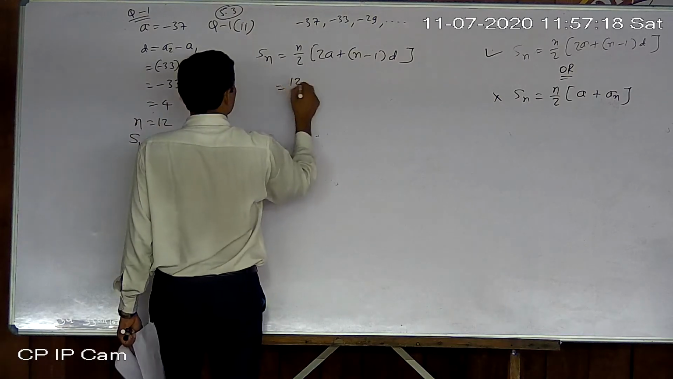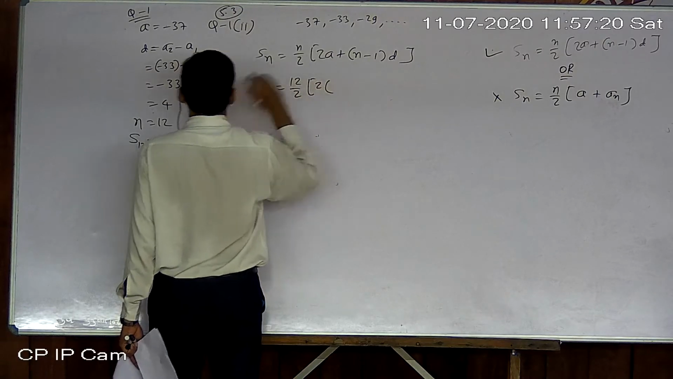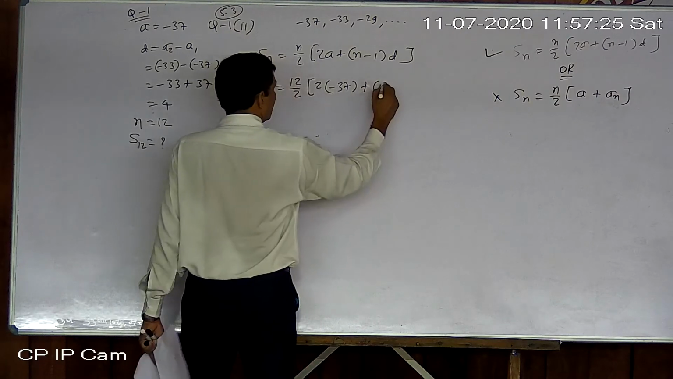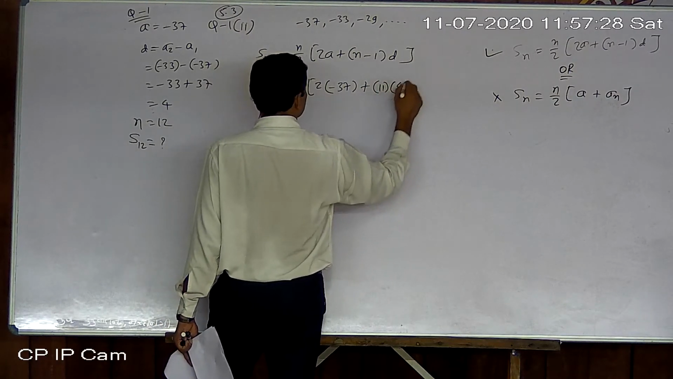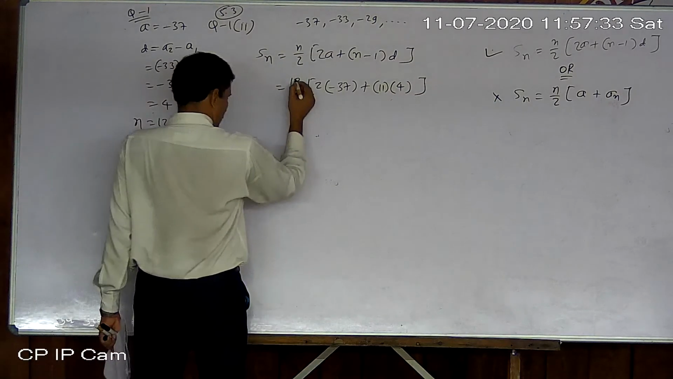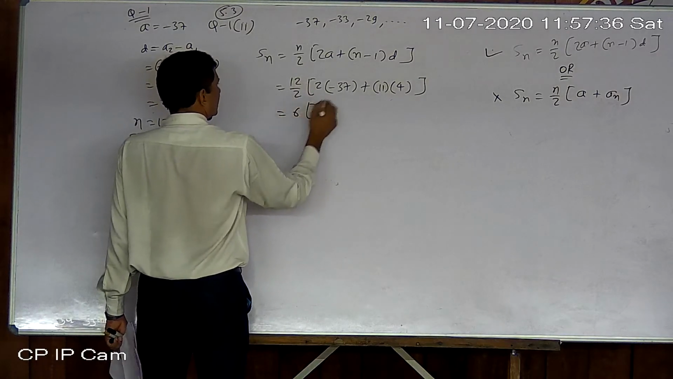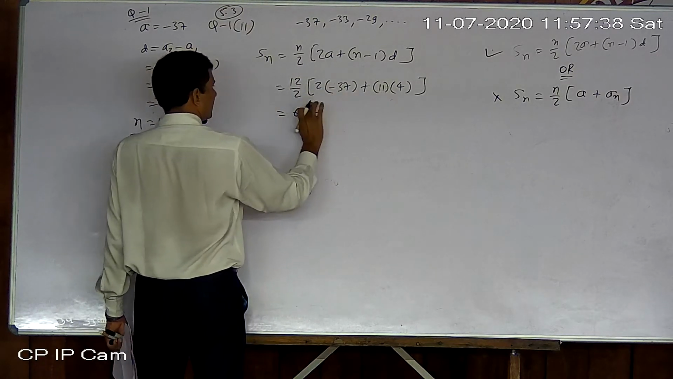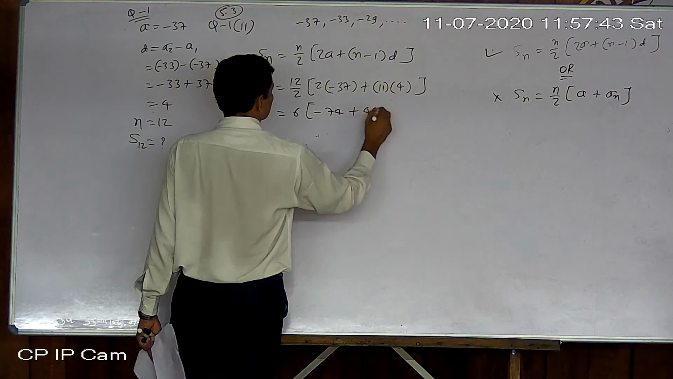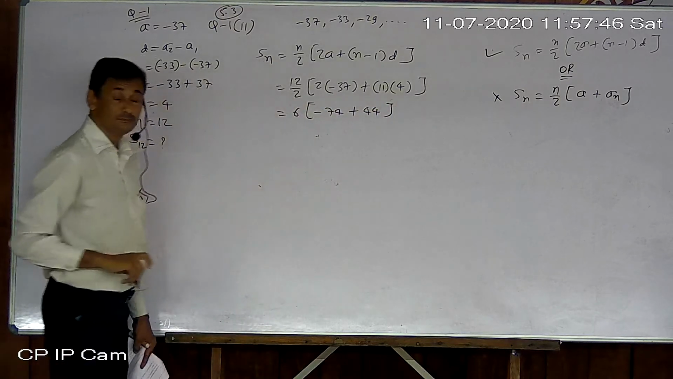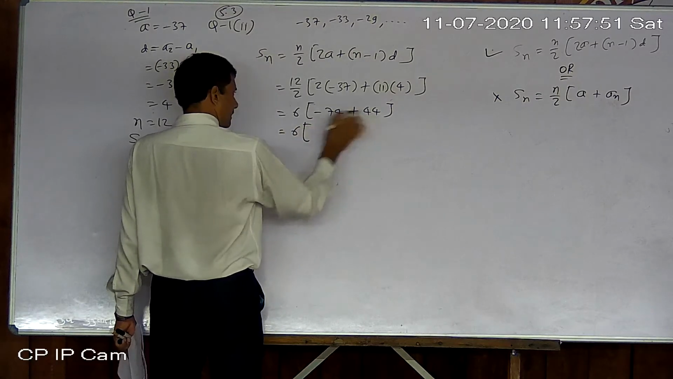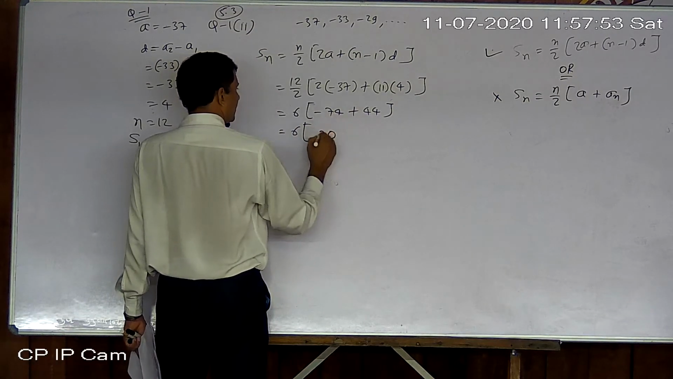Same way only, just place our values and simplify. So now 12 upon 2, 2 times minus 37 plus 12 minus 1, writing directly 11, and this is 4. Now 12 upon 2 becomes 6. Minus 74 plus 44. So it becomes minus 30.